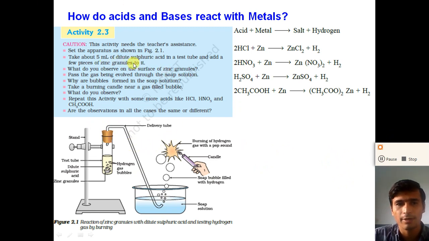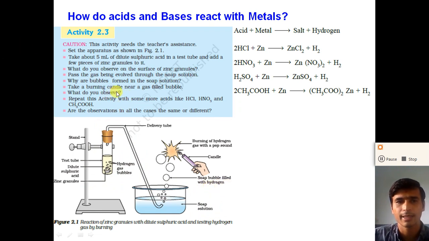Now take 5 ml of dilute sulfuric acid in a test tube and add a few pieces of zinc granules to it. Now what do you observe on the surface of the zinc granules? On the zinc granules you will observe hydrogen gas bubbles. Pass this gas through the delivery tube to the soap solution and we get a soap bubble filled with hydrogen.